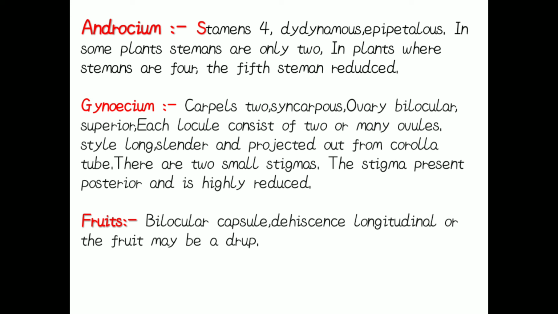So friends, now let us discuss the fruits. The fruit is bilocular, capsule type, with longitudinal dehiscence, or the fruit may be drupe also. Dehiscence means that after maturity it might burst or break. In our language, we can say it will break after drying. So this nature is called dehiscence.